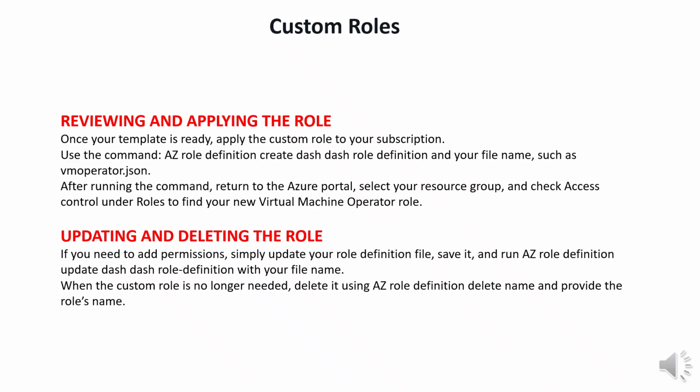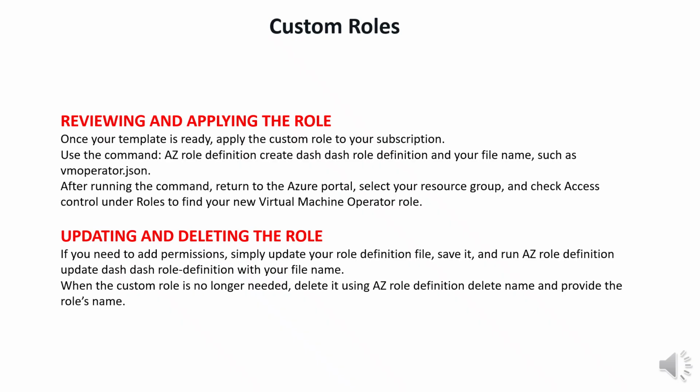Reviewing and applying the role. Once your template is ready, apply the custom role to your subscription. Use the command az role definition create --role-definition and your file name, such as vmoperator.json. After running the command, return to the Azure portal, select your resource group, and check Access Control under Roles to find your new Virtual Machine Operator role.